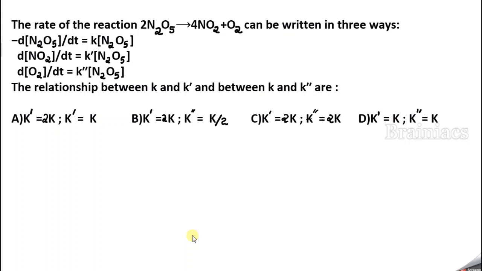The rate of the reaction 2N2O5 getting converted to 4NO2 plus O2 can be written in three ways. That is, -d[N2O5]/dt is equal to rate constant k times concentration of N2O5, and d[NO2]/dt is equal to k' into concentration of N2O5, and d[O2]/dt is equal to k'' concentration of N2O5. The relationship between k' and k''. So if you see, they are asking the relationship between k and k', and then between k and k''. This is what the question is.